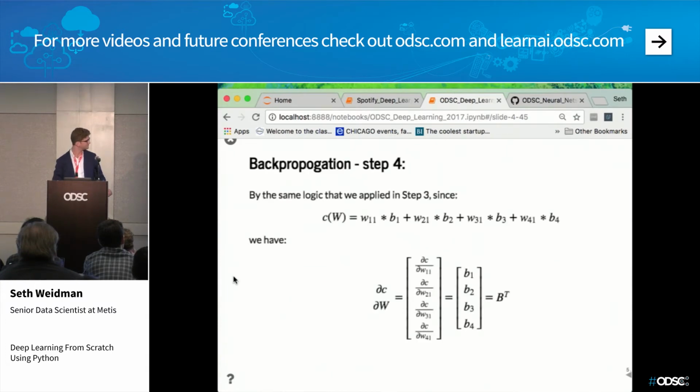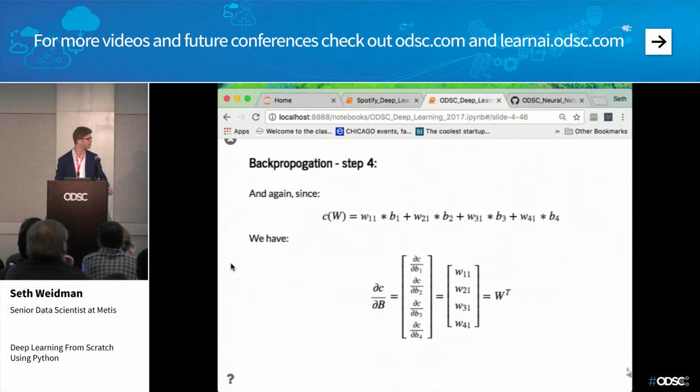All right. Continuing to move backwards, we just computed that the partial derivative of C with respect to W turned out to be B transpose. The next thing we're going to compute is the partial derivative of C with respect to B, so with respect to B1, B2, B3, and B4. What's that going to be? W transpose. Yes, by essentially the exact same logic we just went through, it's going to be W transpose, because the partial derivative with respect to B1 is this weight, the partial derivative with respect to B2 is this weight, etc.